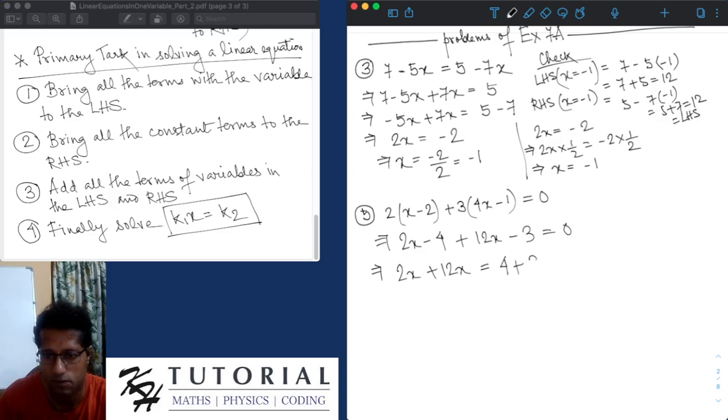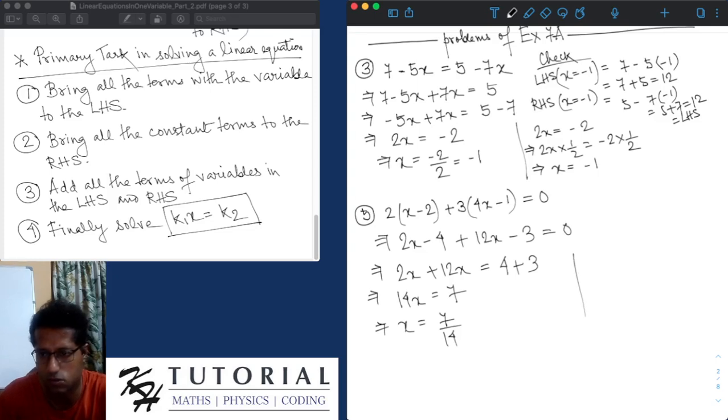Now we add up all the terms: all the variable terms in the LHS and all the constant terms in the RHS. We get 2x plus 12x is 14x equals 7. So you see, every time we will finally get an equation of the form some constant into x equals some constant. So from here we can say that x is 7 by 14.